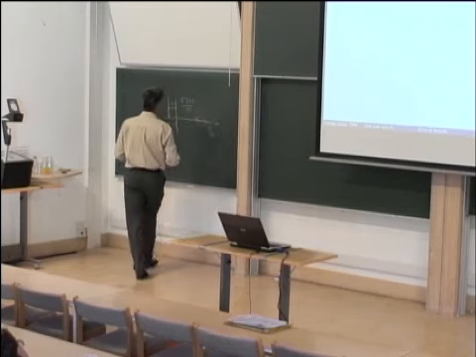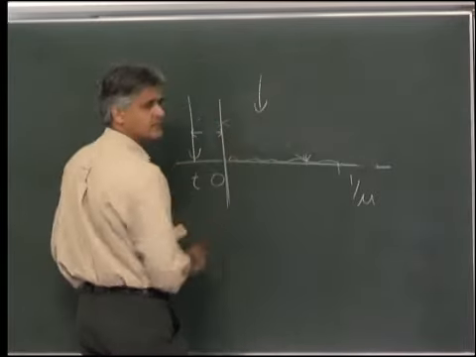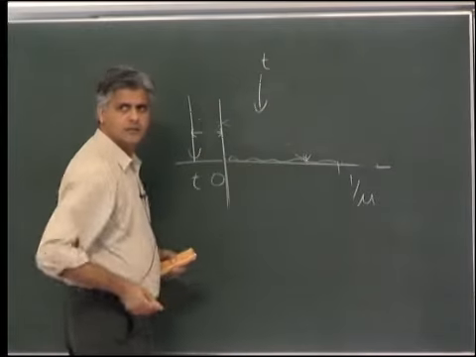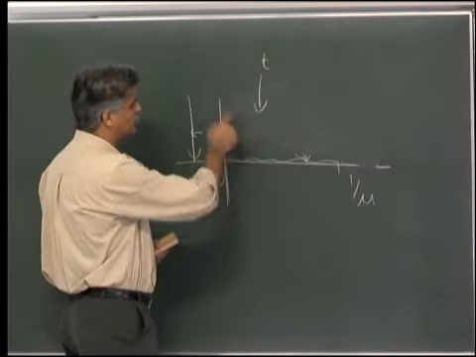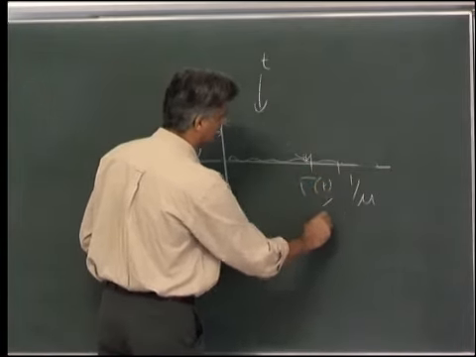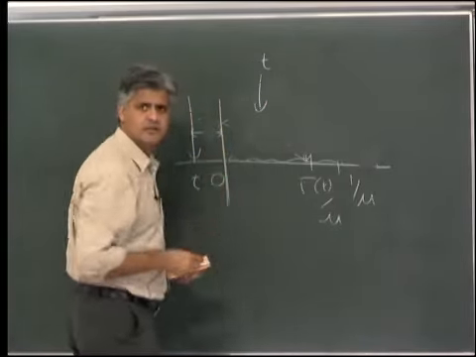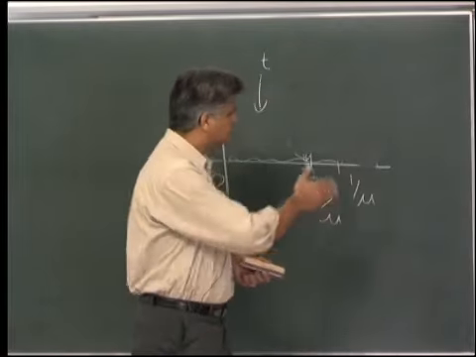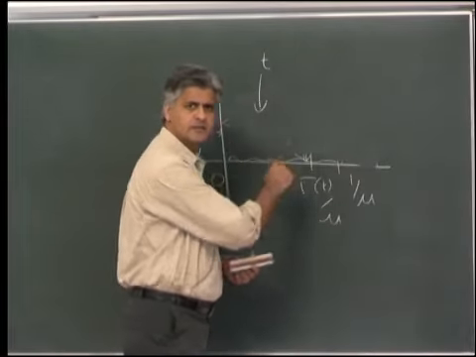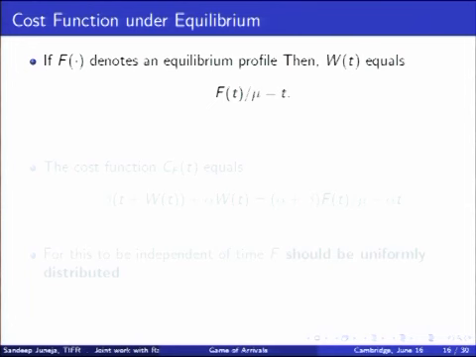And if I come at some time later here, at time t, I have F(t) people who will come before me. They will be served at time F(t) by mu. So my waiting time again is F(t) by mu minus t, because the server is going to be busy right through. So that's the underlying idea. So under the equilibrium profile, waiting time is going to have that expression.